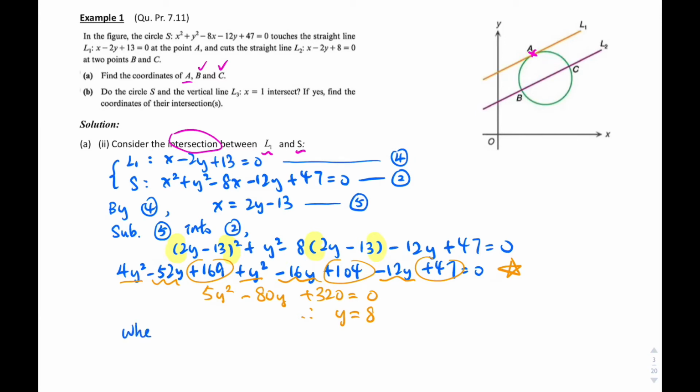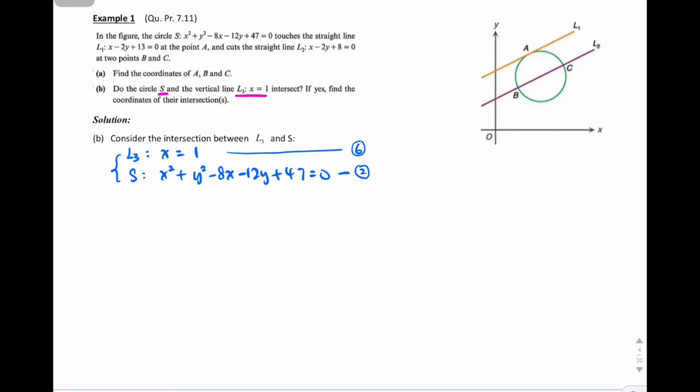So, when y equals 8, you can find x by equation 5. And then you can get the value of x is 3. So finally, you can write down the point A is (3, 8).